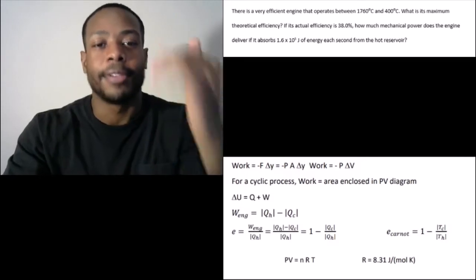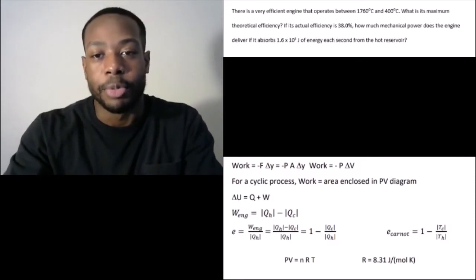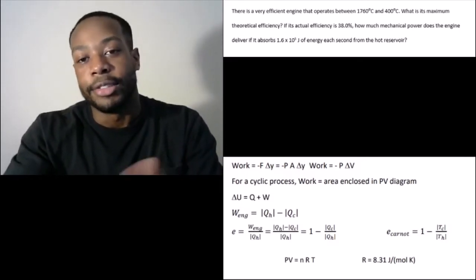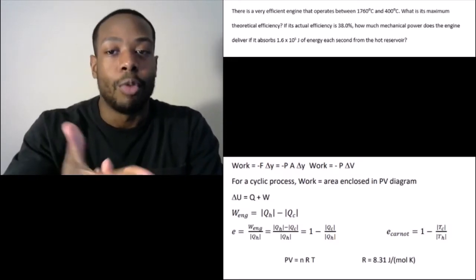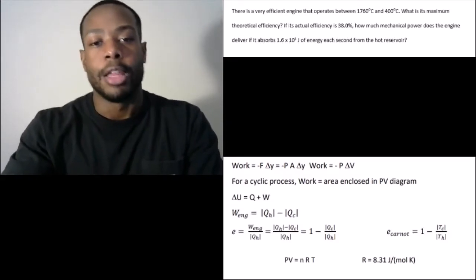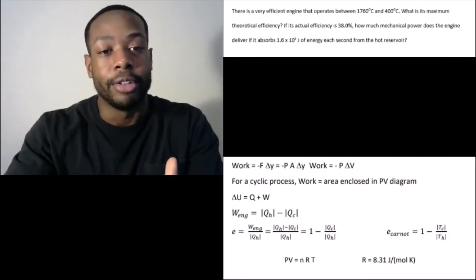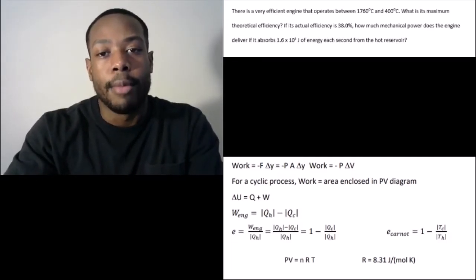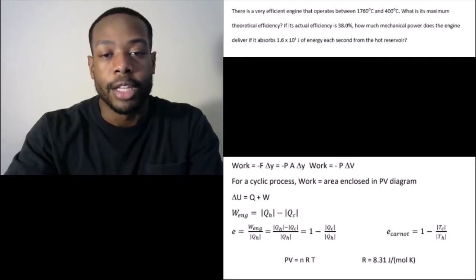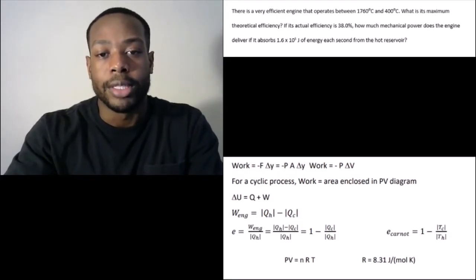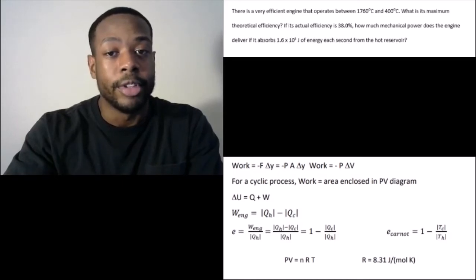So here we've got a very efficient engine that operates between 1,760 degrees Celsius and 400 degrees Celsius. We want to know what its maximum theoretical efficiency is, and then we also want to know, if its actual efficiency is 38%, how much mechanical power does the engine deliver? It absorbs 1.6 times 10 to the 5th joules of energy each second from the hot reservoir.